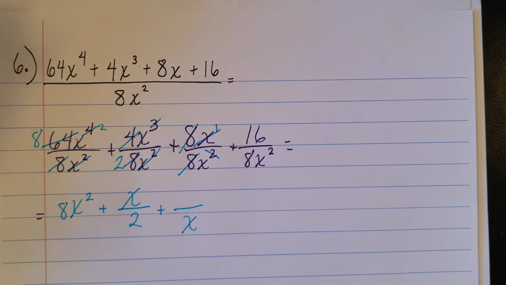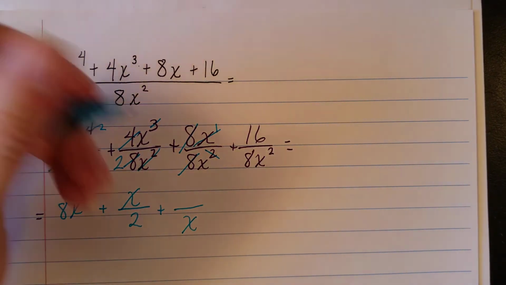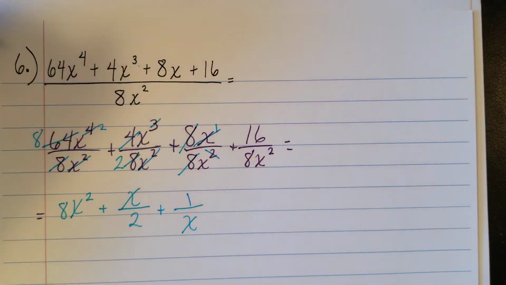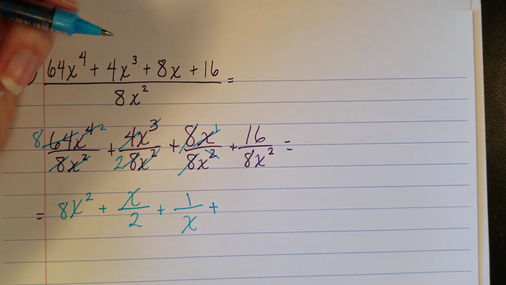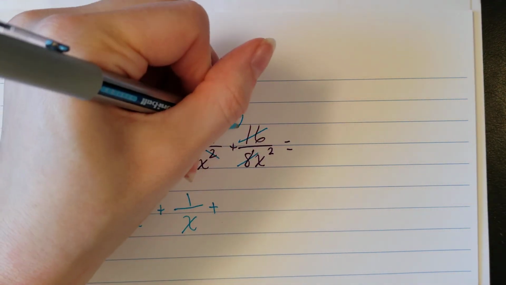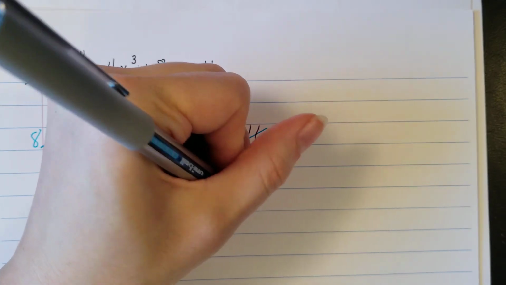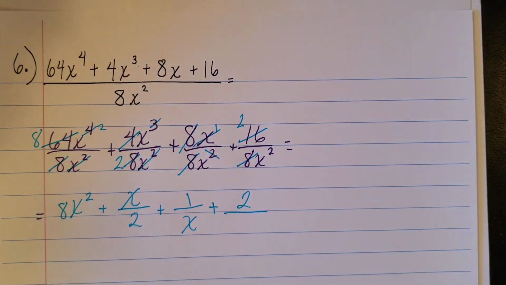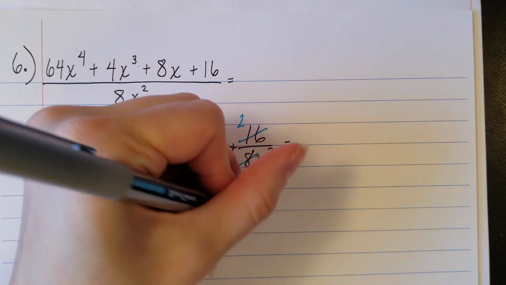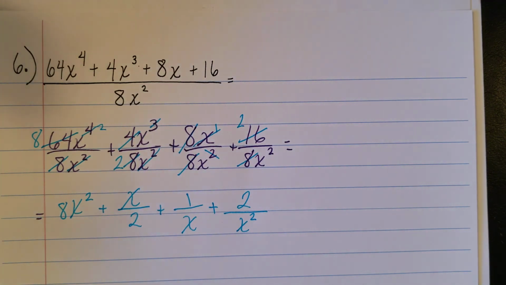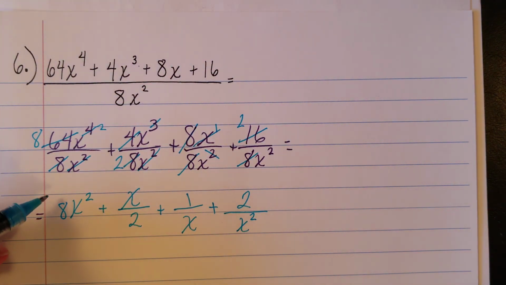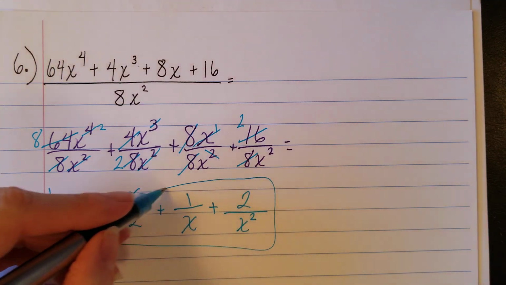Everything that was in the numerator canceled out, so we still have to have something up there, so we just put a 1. Plus, 8 goes into 16 2 times, so 2 in the numerator, and then there's only the x squared left on the bottom. There's no other x to reduce that with. So that's the final answer right there.